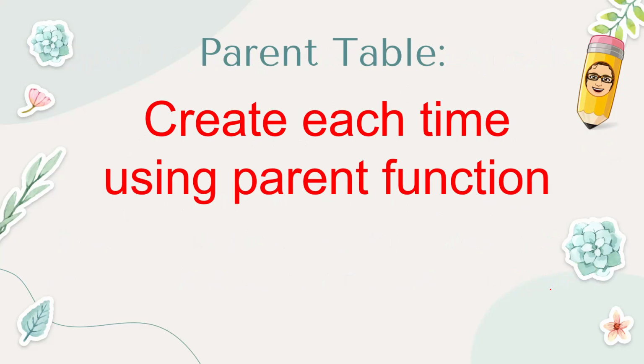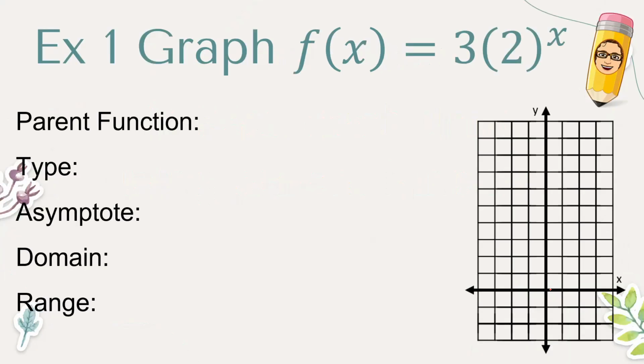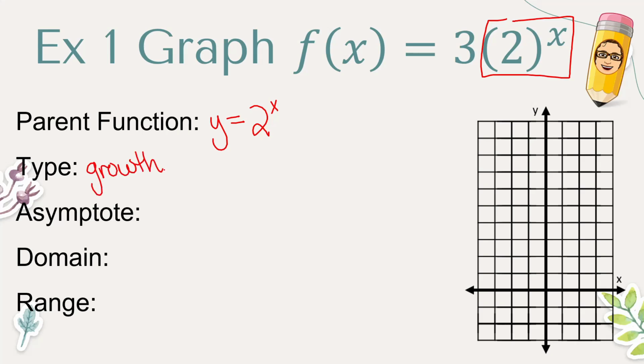So when we use our parent table, we're going to have to create it each and every single time using that parent function as we see it show up. Let's try our very first problem. We want to graph f of x equals 3 times 2 to the power of x. First thing, my parent function is the 2 to the x, so y equals 2 to the power of x. Since my base is bigger than 1, my type is going to be a growth graph.